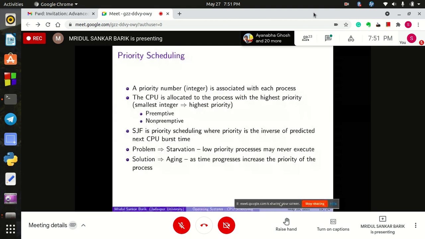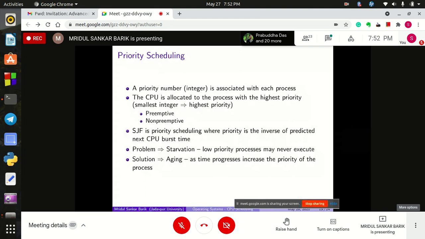Shortest of course. Now, another scheduling algorithm that we would be discussing is priority scheduling. So in this case, every process is associated with a number which is called the priority of that process, and it's an integer value. The CPU is allocated to the process with the highest priority. So at any point of time, if n number of processes are present, among those n processes, the process with the highest priority would be given the CPU next. The strategy is very simple.